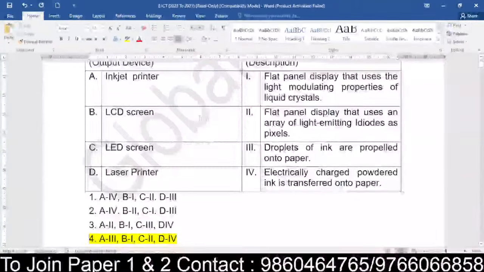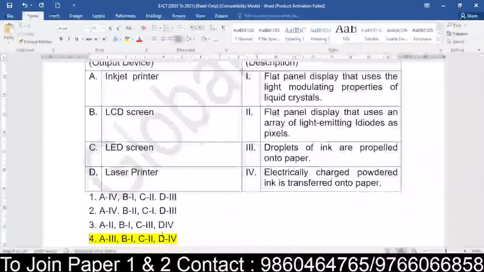LCD screen. When we talk about the LCD screen, it is the display which uses liquid crystals. LED screens talk about light emitting. Whereas laser printer, it talks about what? It talks about the electrically charged powder ink which is transferred onto the paper. Inkjet uses droplets, whereas laser printer is electrically charged. So option number 4 stands to be your right option.